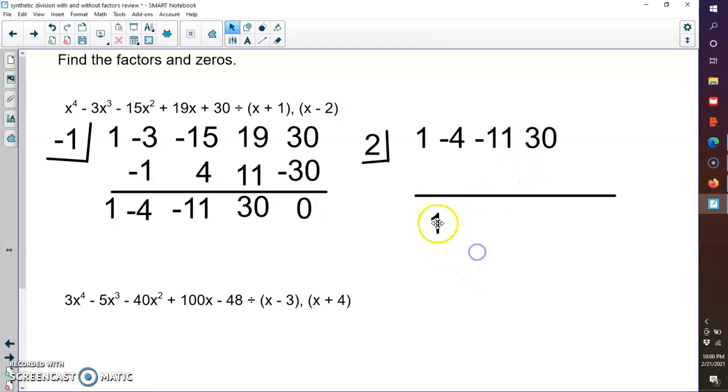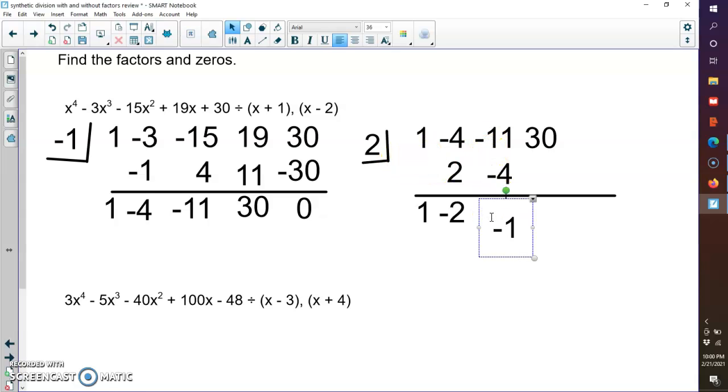So I bring that 1 down. 1 times 2 is 2. And we're left with negative 2. Negative 2 times 2 is negative 4. Negative 4 and negative 11 is negative 15. And then negative 15 times 2 gives us a negative 30. It gives us another 0.